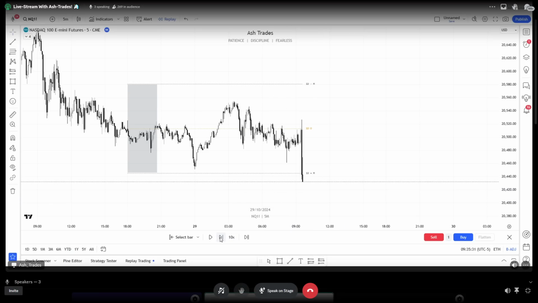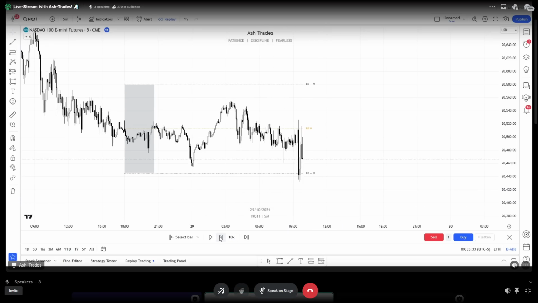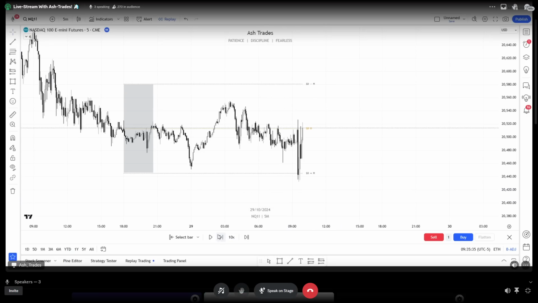We would then need our breaker block. There it is there, right? You get a sweep of the low. You get a breaker block here, right? So now we have our entry function along with our logic. We've defined the range. We've seen a bullish manipulation. Now we have an entry function.